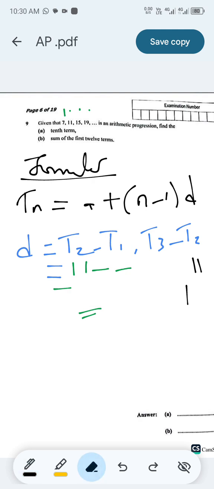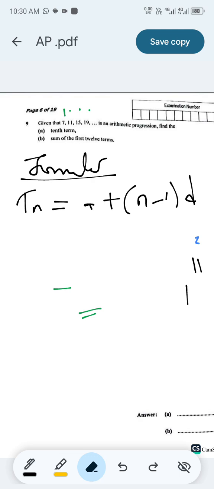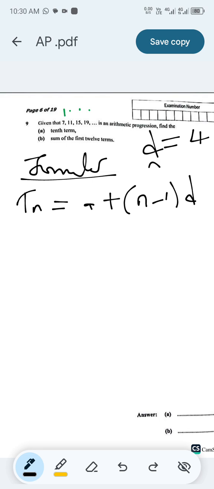So now we can say that we have the common difference, which is D. If we are collecting data, we can have D is equal to 4. Okay, and what is our first term? A. Our first term is 7, basically. So if we have common difference 4 and first term 7, we can now find the term that we are looking for, which is the 10th term.